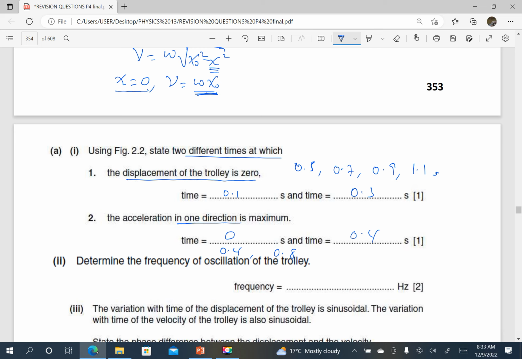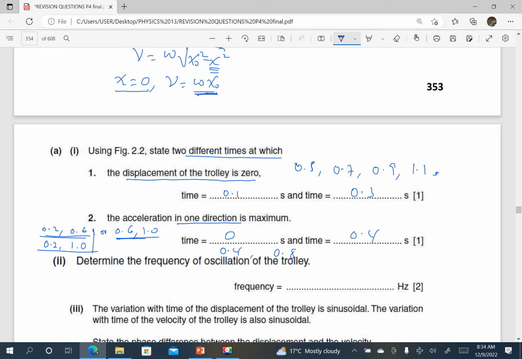That is if you choose a positive gradient. Alternatively, you can choose a negative. These ones were positive. You can choose for negative gradient. We have 0.2 and 0.6, or you choose 0.2 and 1.0, or you choose 0.6 and 1.0. These ones are for the negative gradient of the graph. So there the acceleration is maximum.